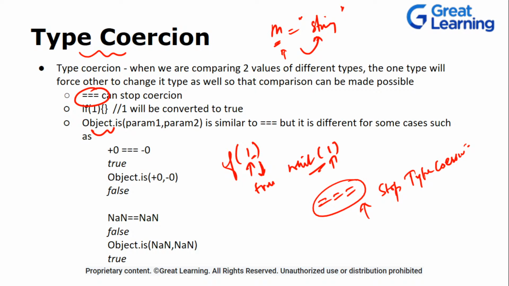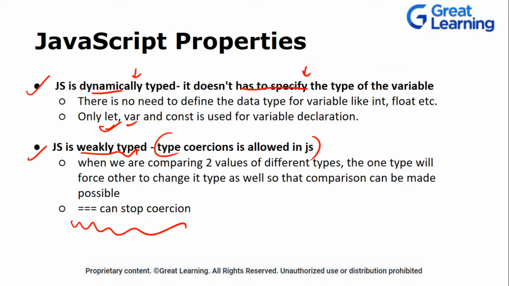Sir, can you please tell us what is the main difference between Java and JavaScript? That is what I was saying, right? If you see the properties, Java is not a dynamically typed language. Java is not a weakly typed language. There is no such thing as type coercion.